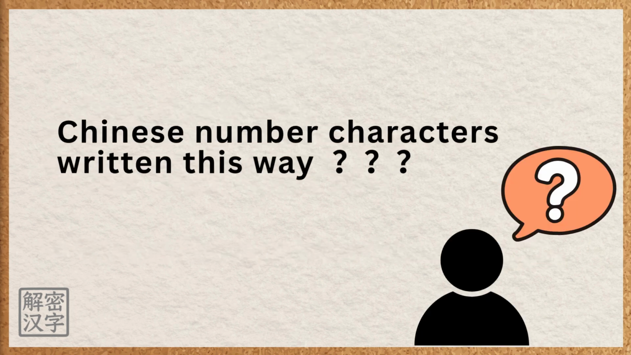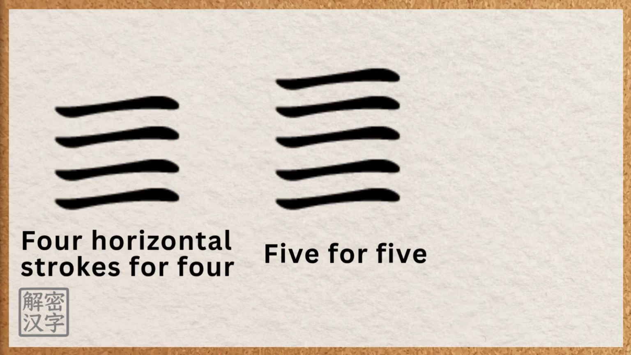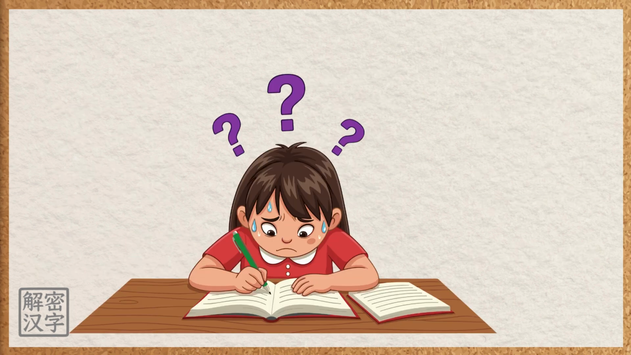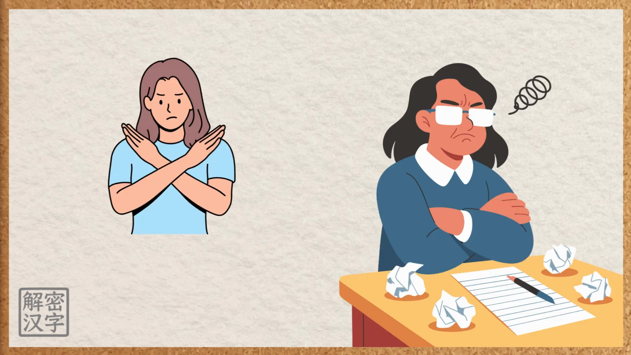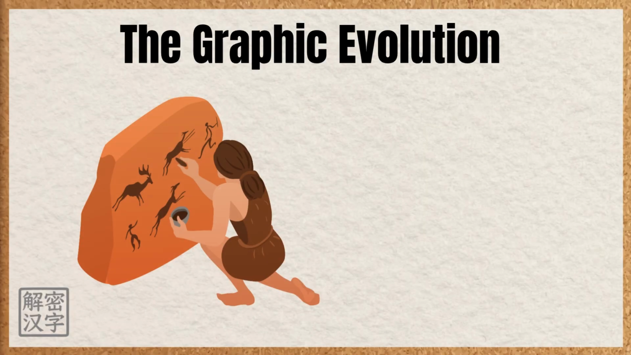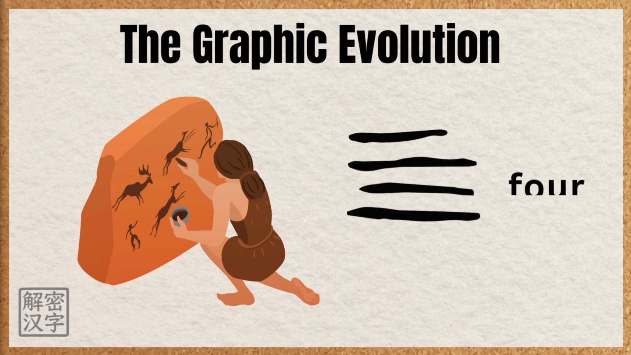You might start to wonder, so are Chinese number characters written this way? 4 horizontal strokes for 4, 5 for 5, 6 for 6? Haha, if we really wrote numbers like that, big numbers would be a disaster. You'd be counting strokes all day. In fact, in Oracle Bone script, people simply drew 4 horizontal lines to show the number 4.